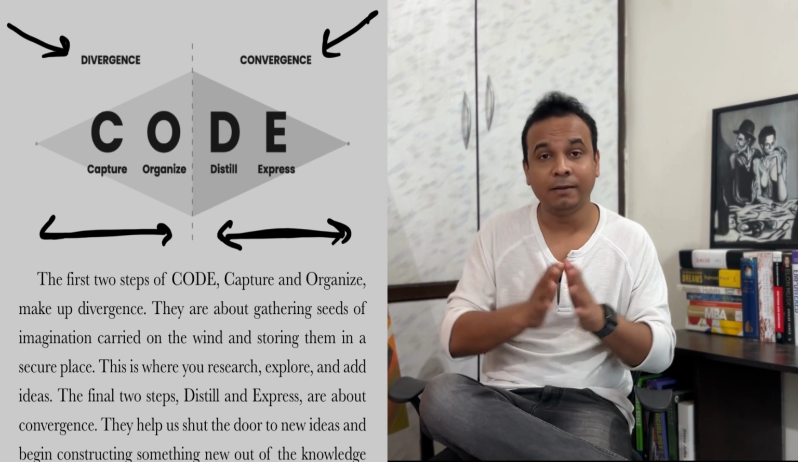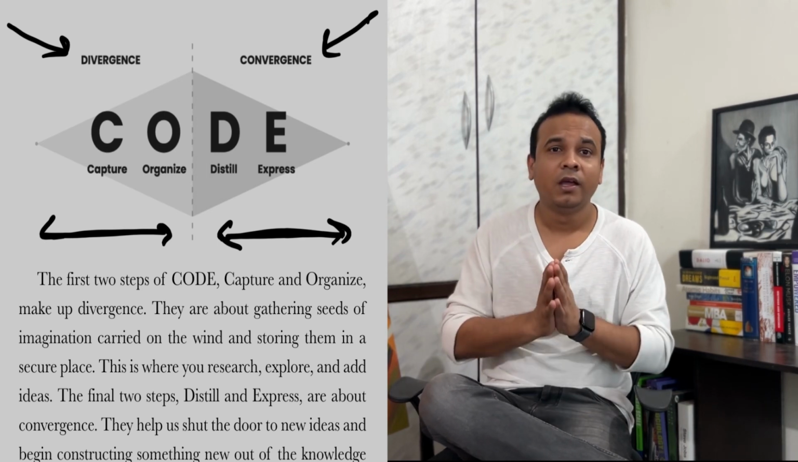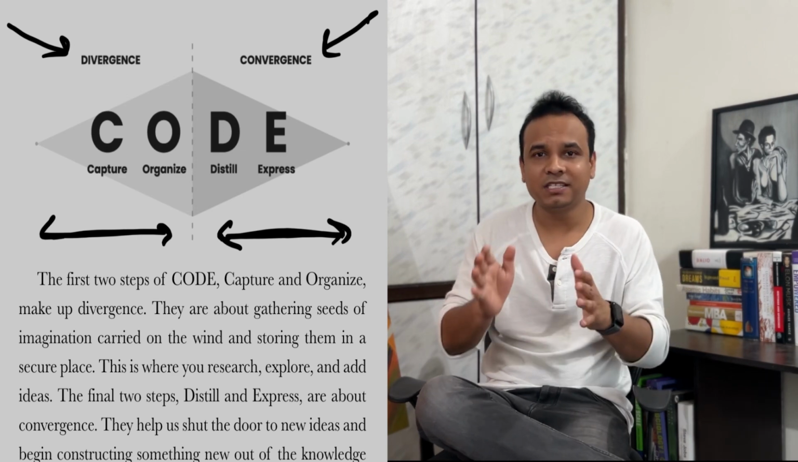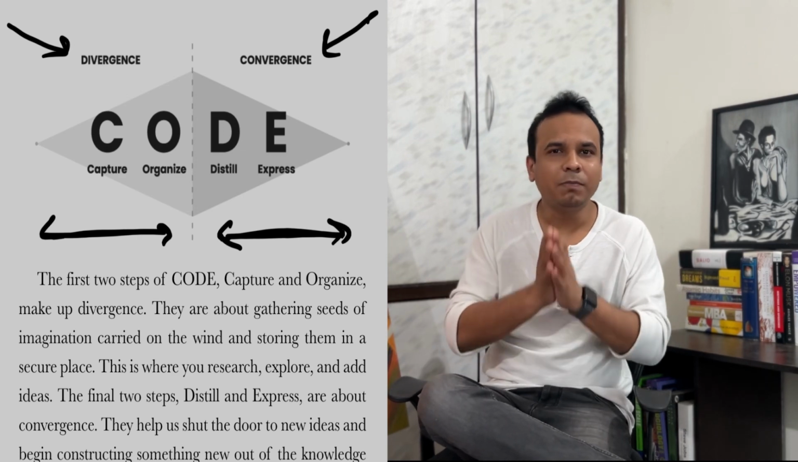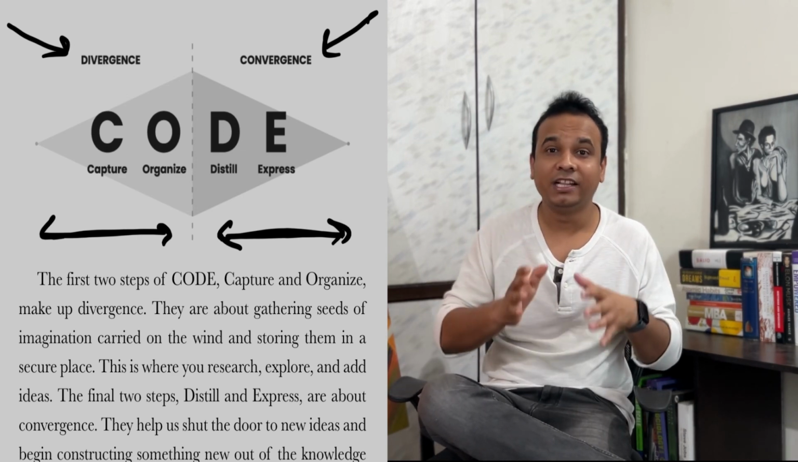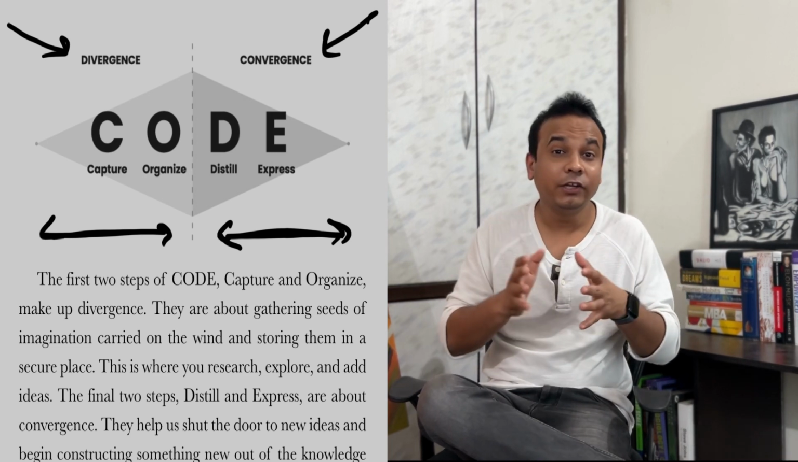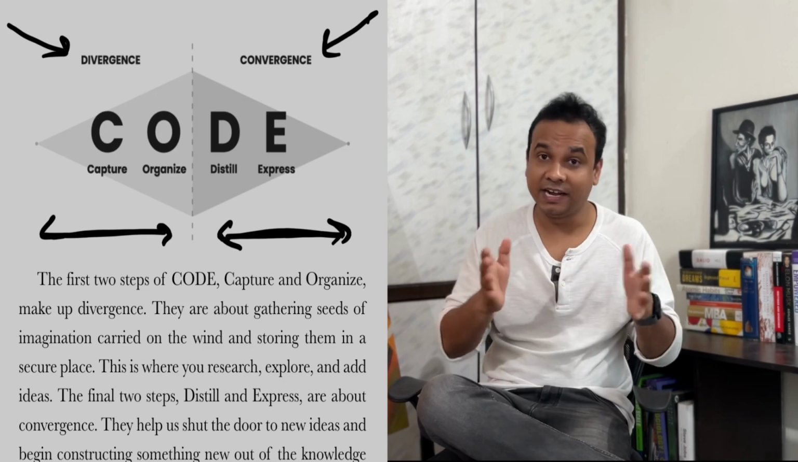Now the CODE framework is divided into two parts. Part one is the divergence and part two is the convergence. The first part of CODE, that is capture and organize, makes up divergence. This part is about gathering information and then storing that in a secure place. This is where you search, explore and add ideas. Here your focus is simply on adding information in one place.